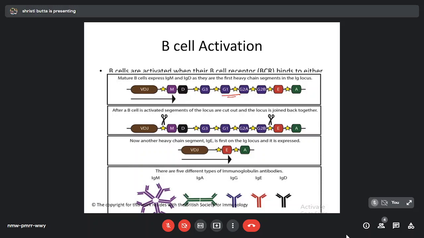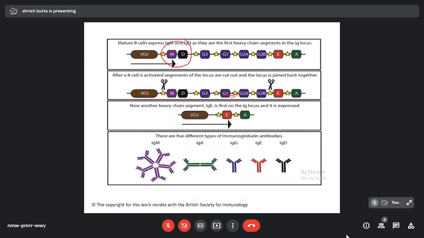Mature B cells express IgM and IgD as their first heavy chain segments in the immunoglobulin locus, right? After a B cell is activated, the segments of the locus are cut. So here it is cut, and it is cut here. Okay, and thereafter it is joined. So that allows for class switching, and now another heavy chain segment, that is IgE, is first on the immunoglobulin locus, and that is what is expressed here. There are 5 different types of immunoglobulins, as we all know: IgG, A, M, E, and D.